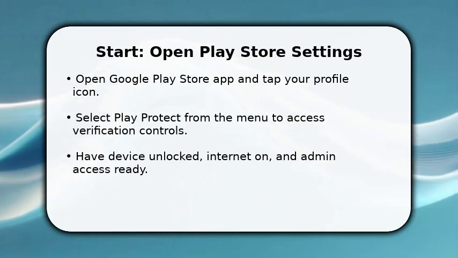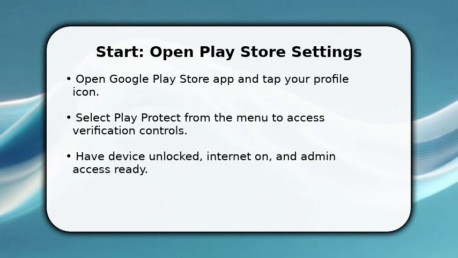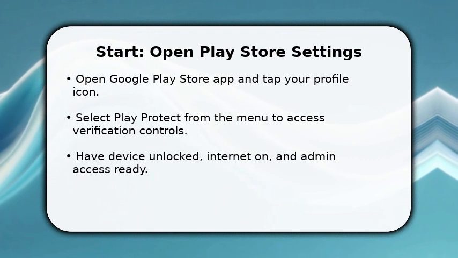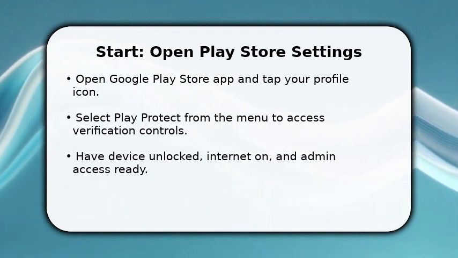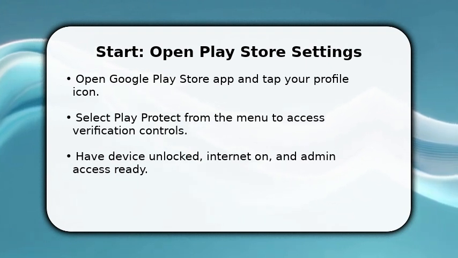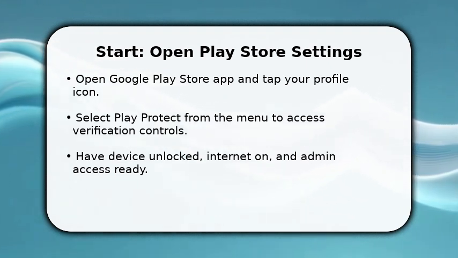You start by opening the Google Play Store and tapping your profile icon. This takes you directly to account controls. Once done, choose Play Protect to reveal the verification options. Make sure your device is unlocked and you have admin access because you will change system-level scanning.